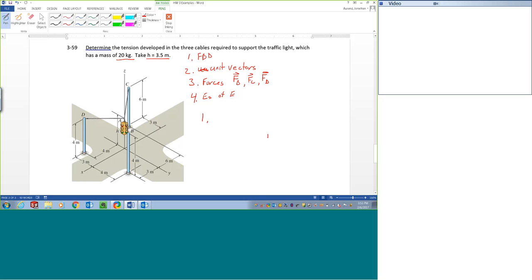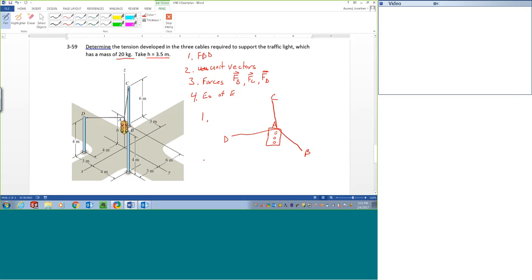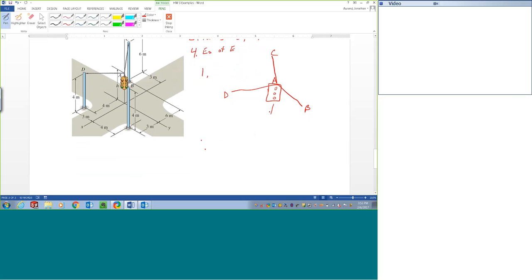So we've got a stoplight, and it's being held off this direction, this direction, and this direction. We've got B, C, and D. Point A. I'm going to write out what the positions of each of these are. And we know that this mass equals 20 kilograms. So I'm going to write out the positions of the point.